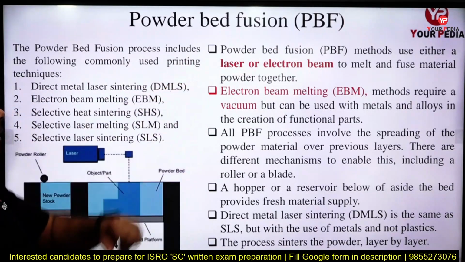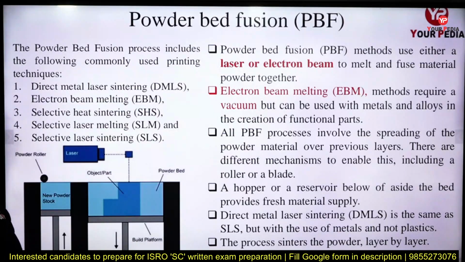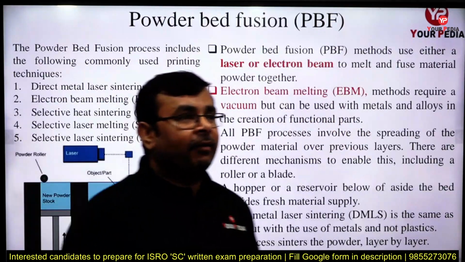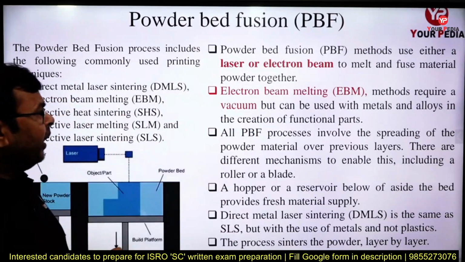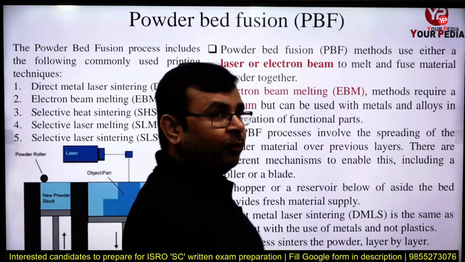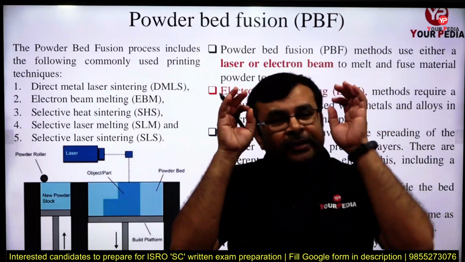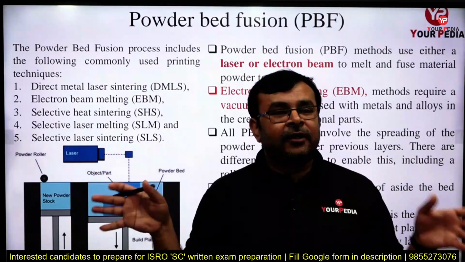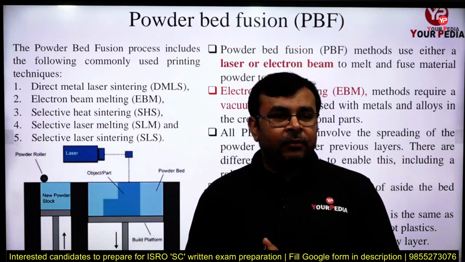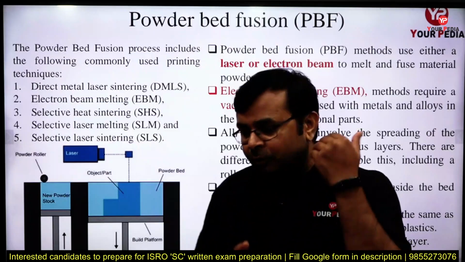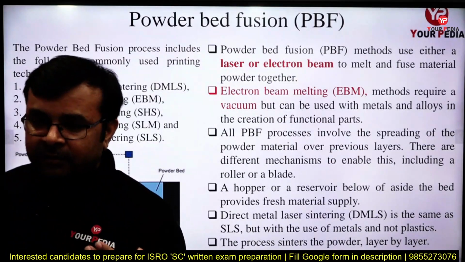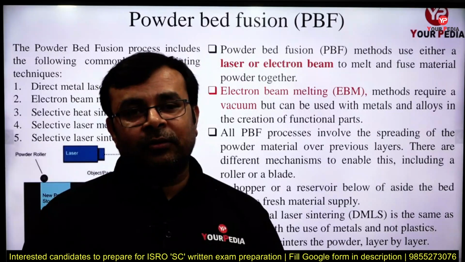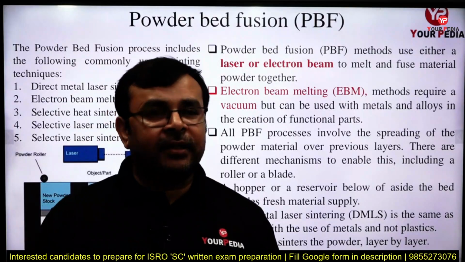Okay, so powder bed fusion methods use either a laser or an electron beam. In this method we generally use a laser beam as a power source or an electron beam as a power source. Similarly, electron beam melting methods require vacuum. Whenever we use electron beam melting, vacuum is necessary. Why? Because in some media the electron beams may scatter. So to prevent scattering, we need vacuum. Actually, you can see if we compare electron beam melting with electron beam machining, both are the same.